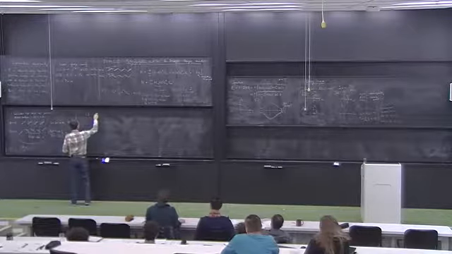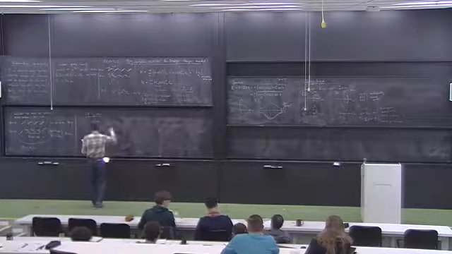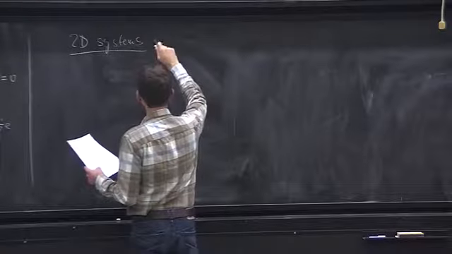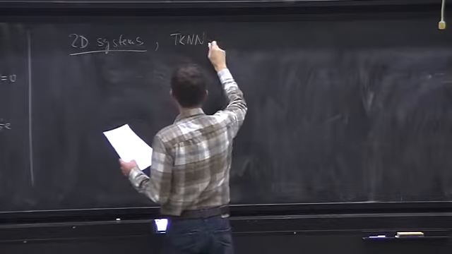2D systems. And let me start by talking about the so-called TKNN invariance.